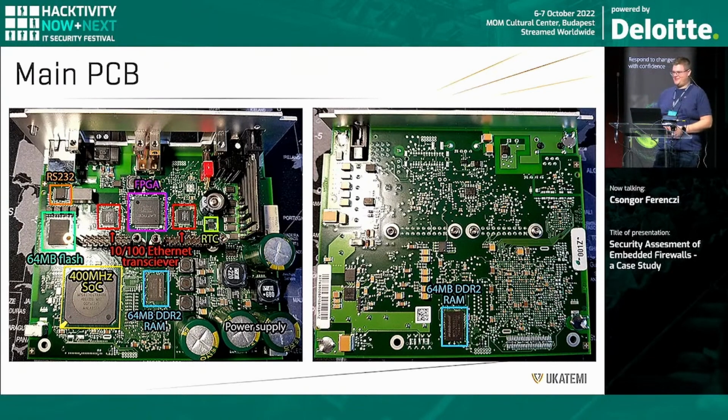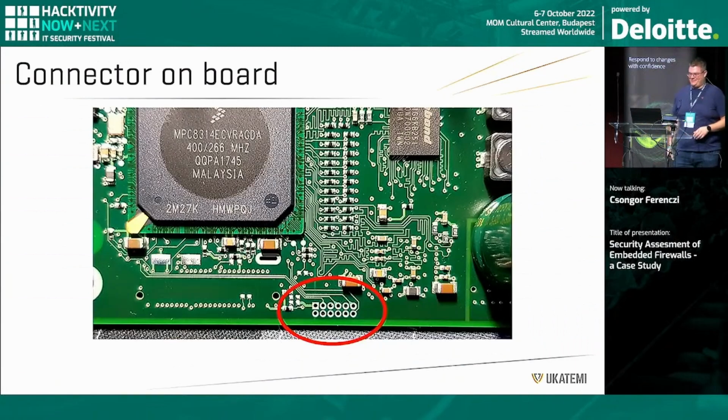So, can you see anything interesting on the pictures? If you sit close enough, perhaps you can. There is a connector on the bottom of the board next to the CPU. These kinds of connectors are usually used for programming the board via JTAG, or they can provide low-level debugging, or sometimes even shell access via UART.